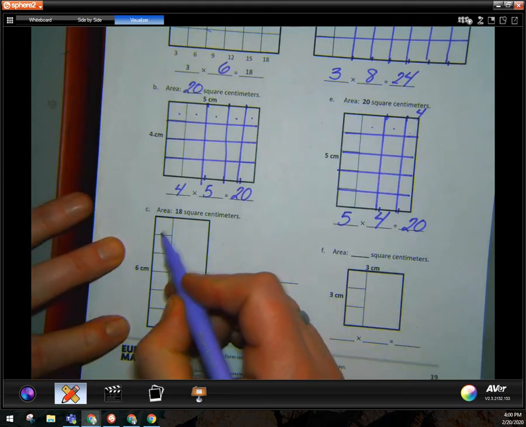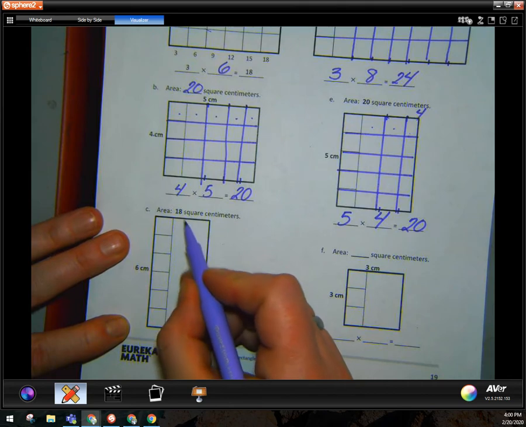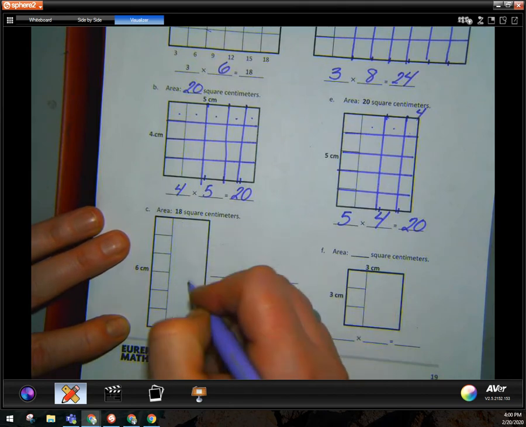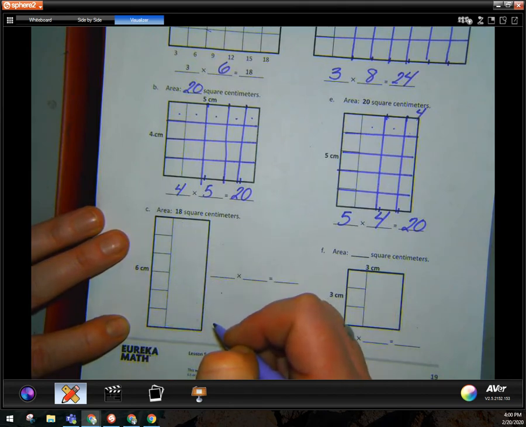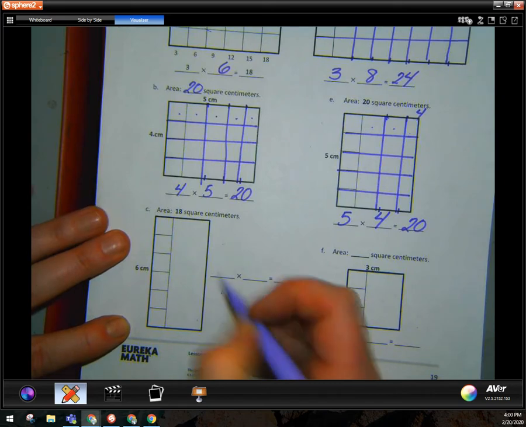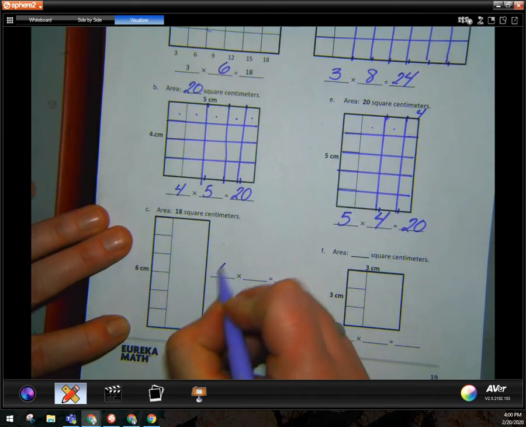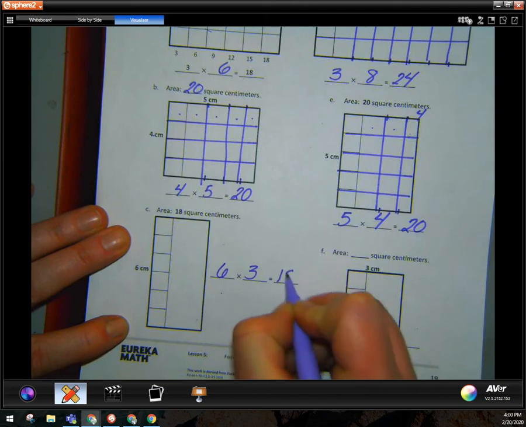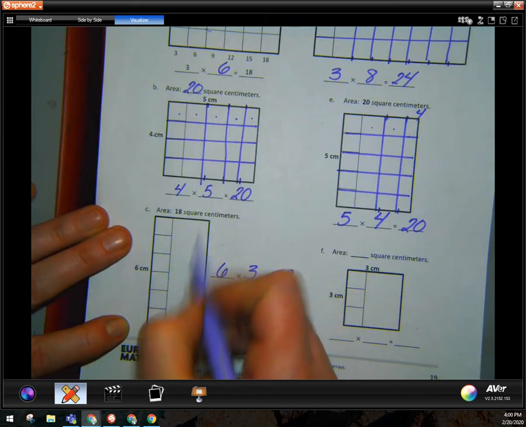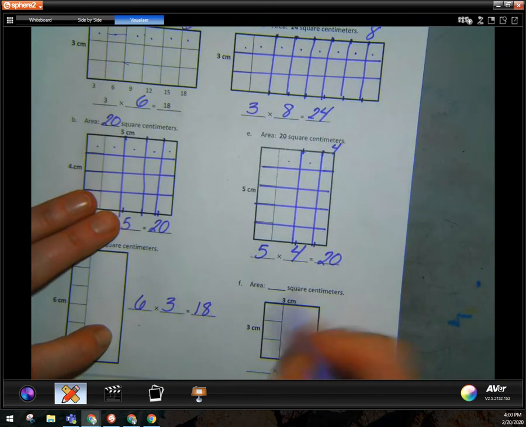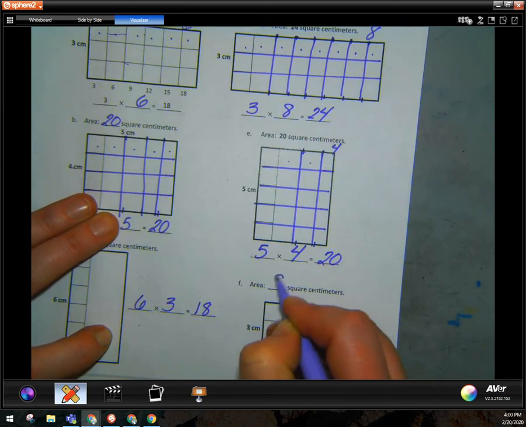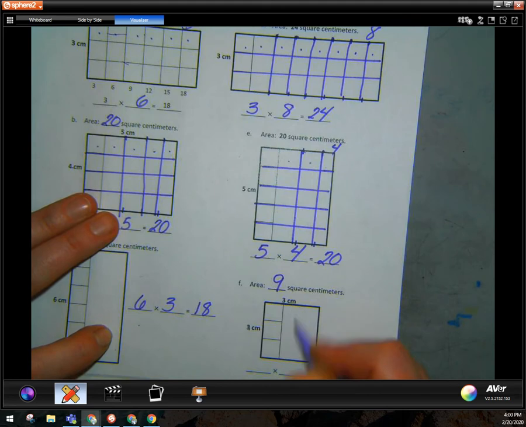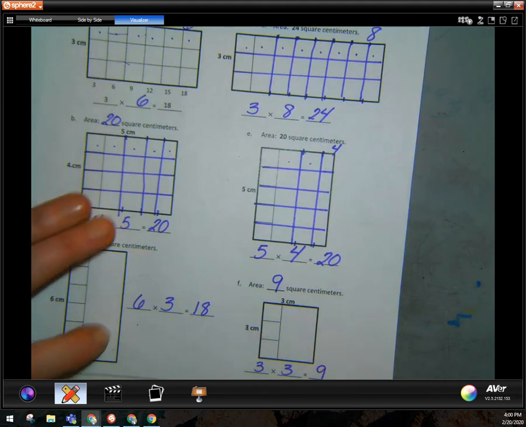So this one, area is 18 square centimeters. If I used my ruler, I would have made my centimeters. I'm not going to do it on yours, but on mine, but you should have done it on yours. I know 6 times 3 equals 18. So you should have 3 columns here. This one, they've given me the side lengths. I know that 3 times 3 is 9. And you should have made the columns. 3 rows of 3 equals 9.